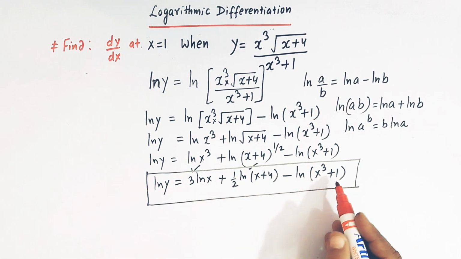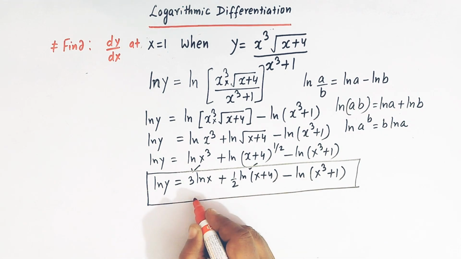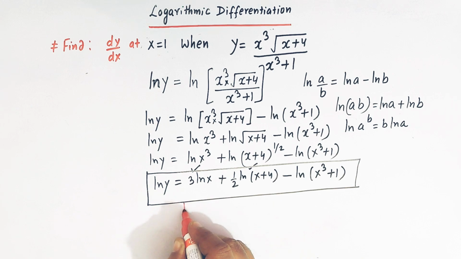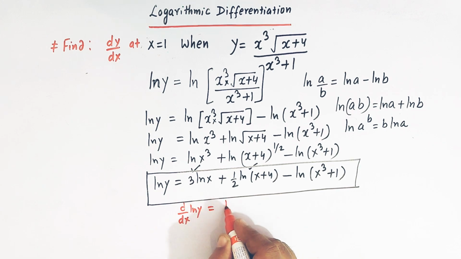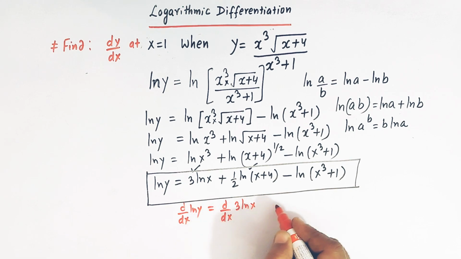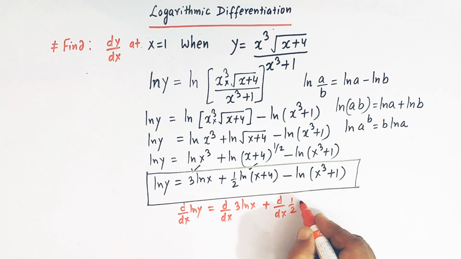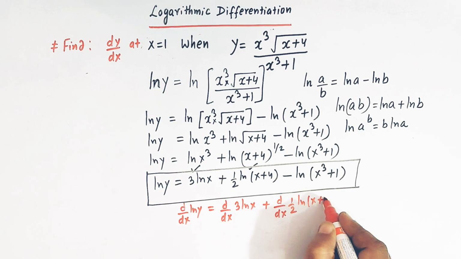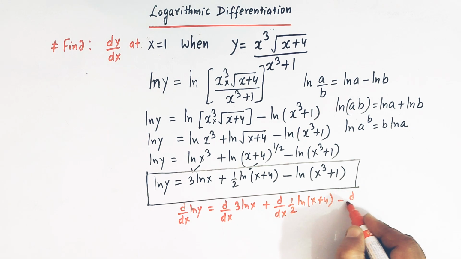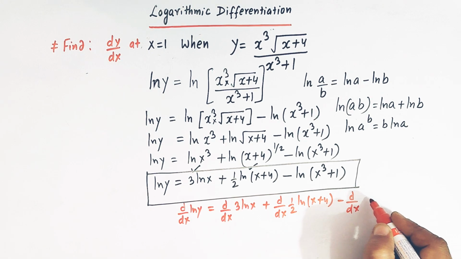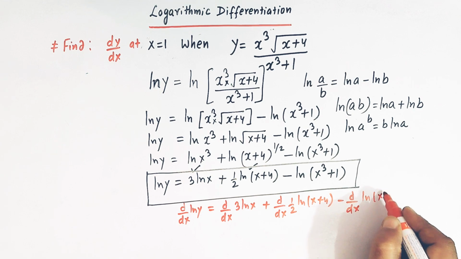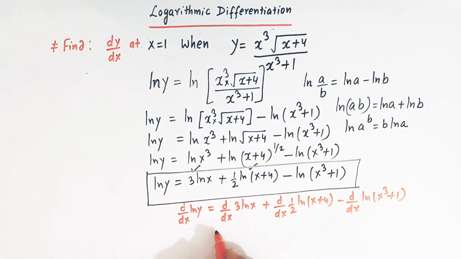So now let us differentiate both sides with respect to x. So we have d by dx of log y, then we have d by dx of 3 times log of x, then d by dx of half log of x plus 4, then we have d by dx of log of x cube plus 1, right?